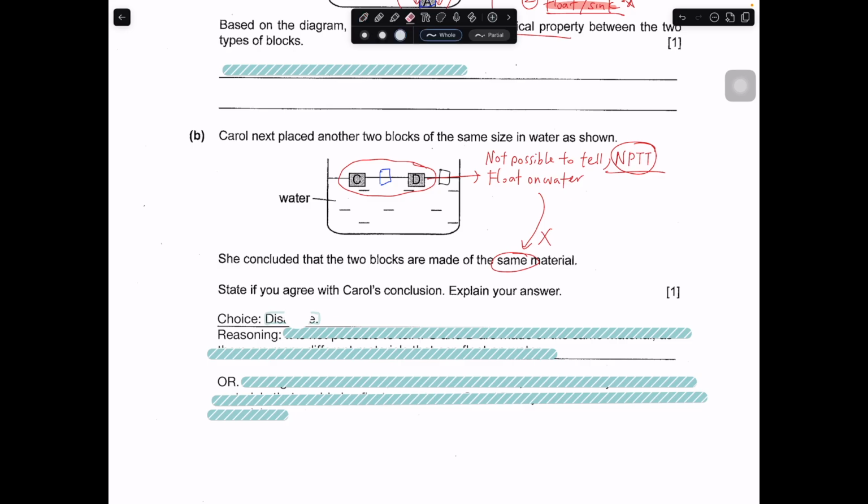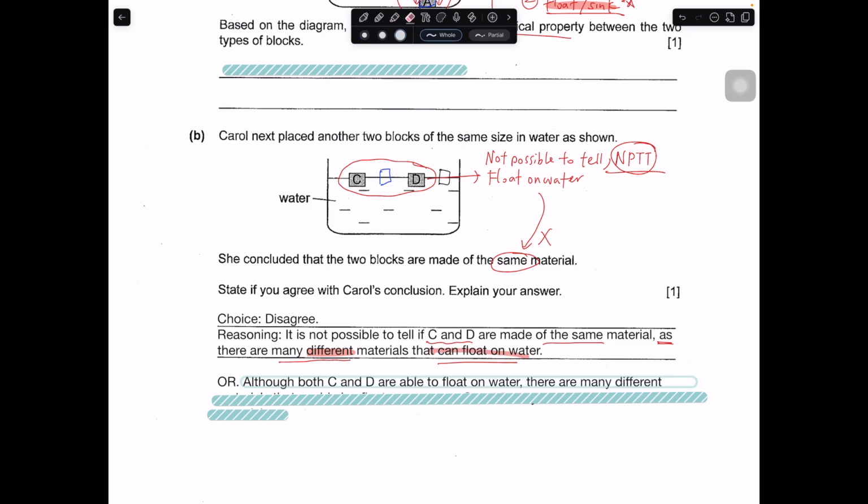So in this case, disagree. It is not possible to tell if C and D are made of the same material. There are many different materials that can also float on water, so it doesn't mean that if they float on water they must be the same material. Or another way to rephrase this part is, although C and D are able to float on water, there are many different materials that could also float on water, so C and D may not be made of the same material.